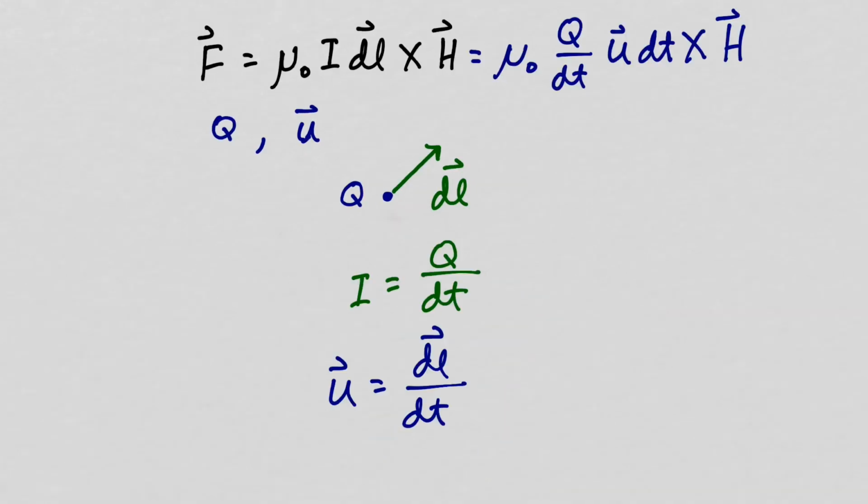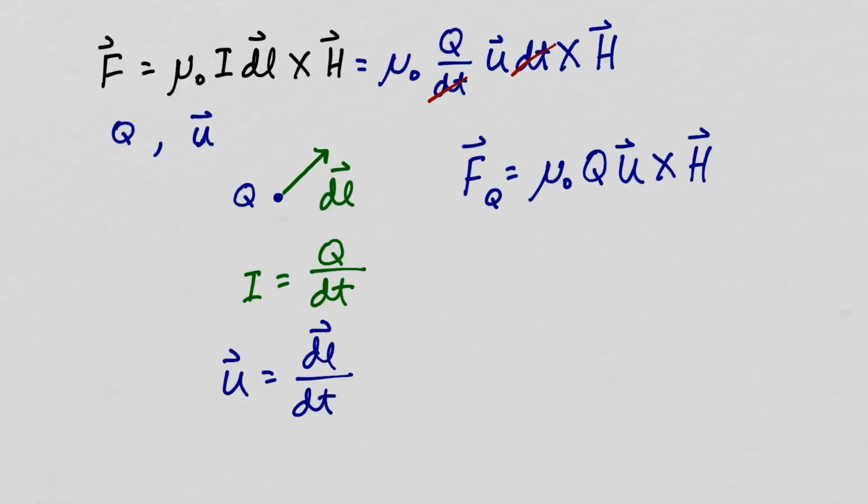So for the current represented by this charge moving with the velocity u, we can substitute q over dt, and for dl, we can substitute the velocity times the differential time dt. So our dt's here cancel. So the force on a charge q moving with a velocity u in a magnetic field intensity H is given by this equation.